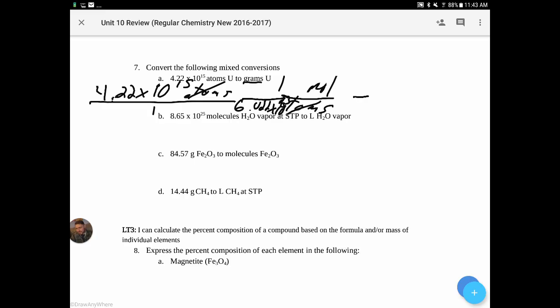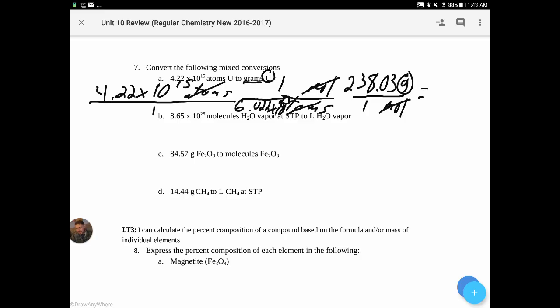So we need another conversion factor. We put moles on bottom so that moles cancels out. We put grams on top. We put 1 next to moles. Now next to grams, we put the molar mass of uranium, which just happens to be 238.03 grams per mole. So now moles cancels out. We're left with grams, which is where we want to be. So now we do our math.